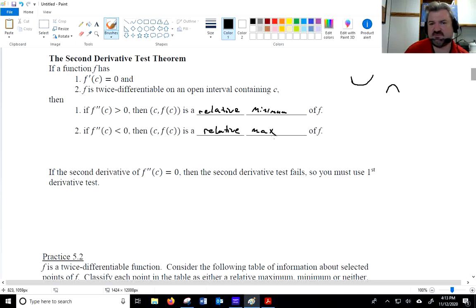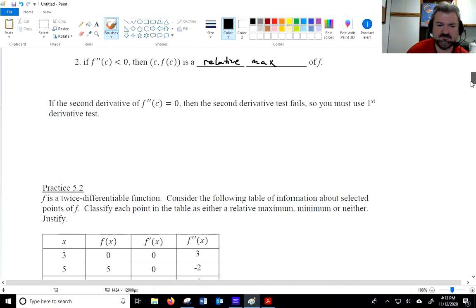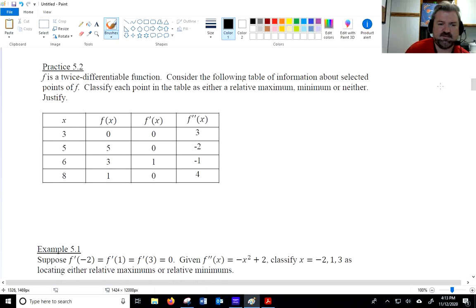At times, the second derivative test will fail to work, like if f double prime would actually equal 0. And if it does, you just can't use the second derivative test, and you need to resort back to the first derivative test.